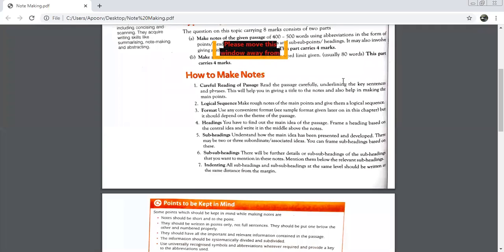And according to the theme, give a suitable title. It is only once you understand the theme of the passage that you will be able to give the title. Otherwise, the title would not be appropriate. Let's move on to the last one. That is the heading point. 4th point. Please read. You have to find out the main headings. You have to find out the main idea of the passage. Frame a heading based on the central idea and write it in the middle above the notes.